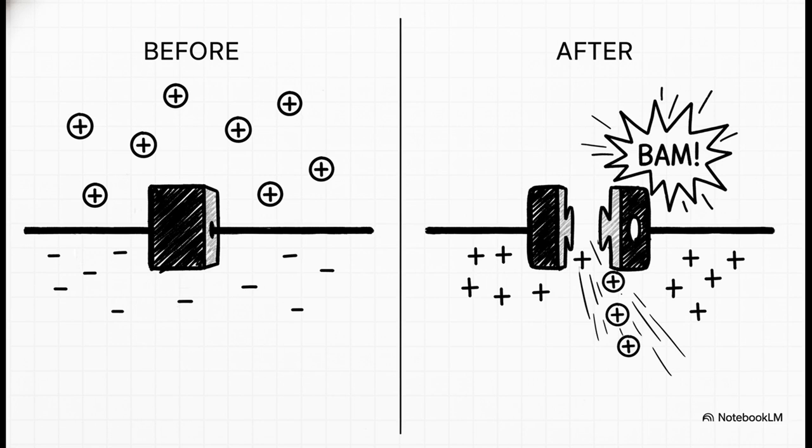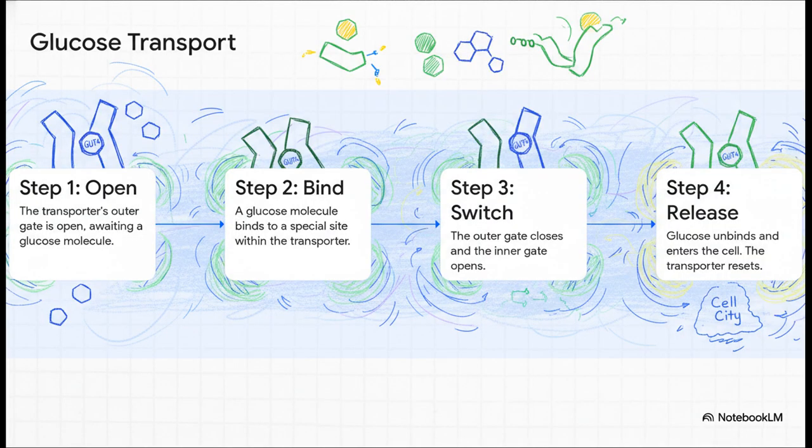It's amazing. Okay, so if channel proteins are tunnels, then carrier proteins are like a revolving door. Let's look at the glucose escort service, this protein called GLUT4. It starts with its outer gate open, just waiting. When a glucose molecule comes along and binds to it, it's like a key in a lock. That binding triggers a shape change. The outer gate snaps shut, and the inner gate swings open, dropping the glucose safely inside Cell City. And all of this still requires zero energy from the cell.